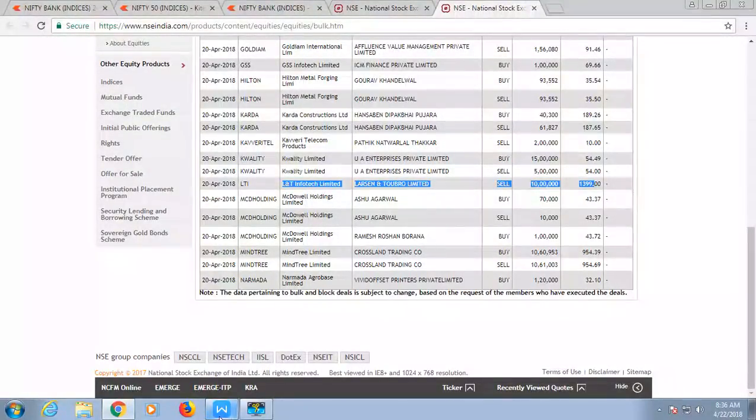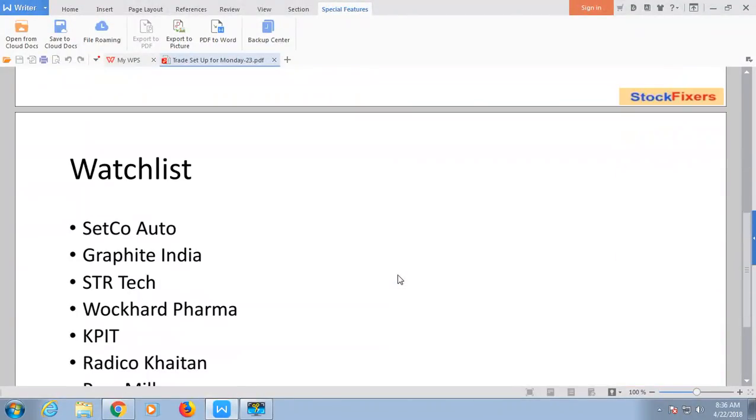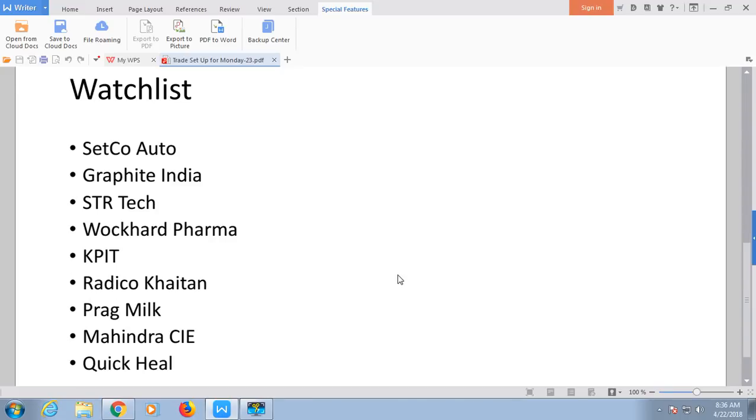Now it's time to check out the watch list. We have checked out the global signals. Time to check out the watch list for tomorrow's trade. What you may have in your watch list is Setco Auto, Graphite India, STR Tech, Wockhardt Pharma, KPIT, Radico Khaitan, Prabhat Dairy, Mahindra CIE and Quick Heal. These are for the watch list.